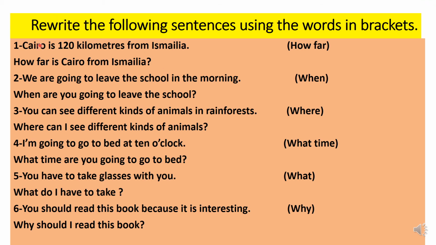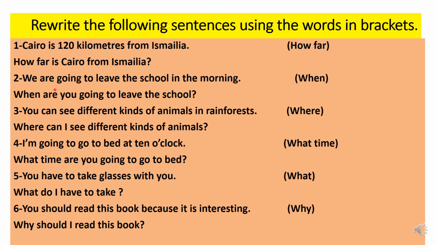Let's answer some exercises. Rewrite the following sentences using the words in brackets. Number 1. Cairo is 120 kilometers from Ismailia. Use how far. I use how far to ask about the distance between two places. Look at your sentence. You have a helping verb, is. So put it. How far is Cairo from Ismailia?